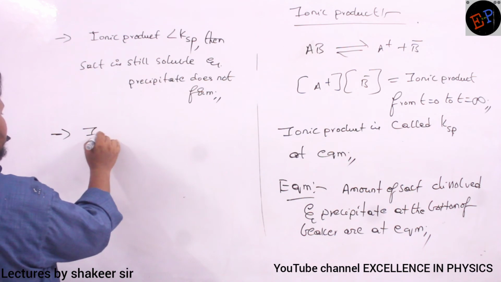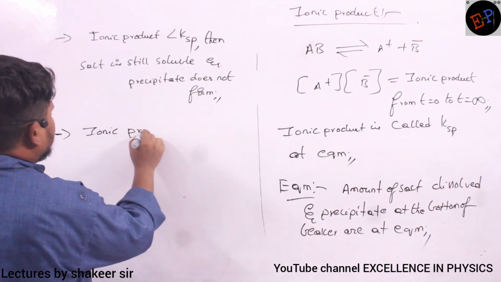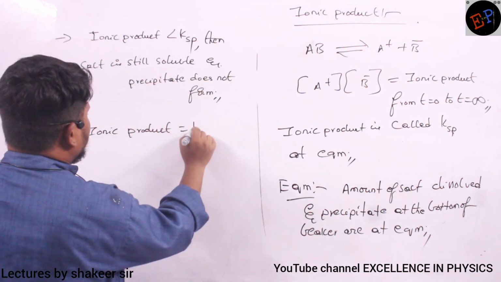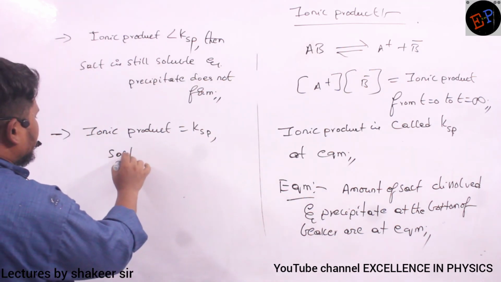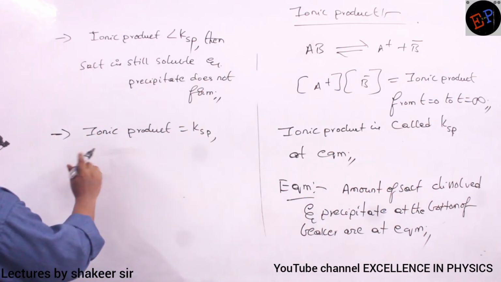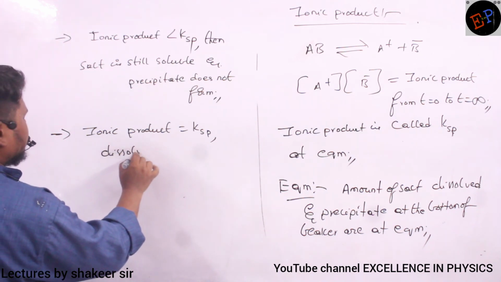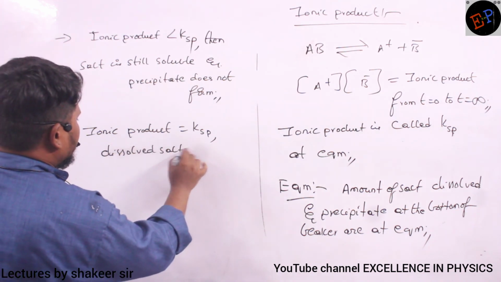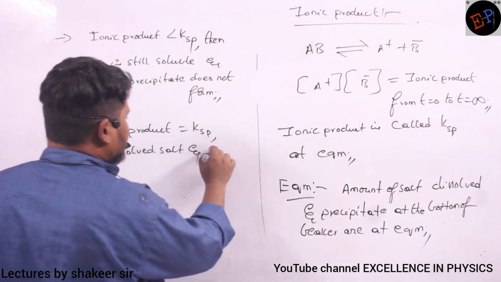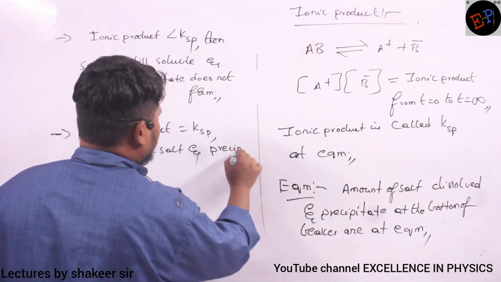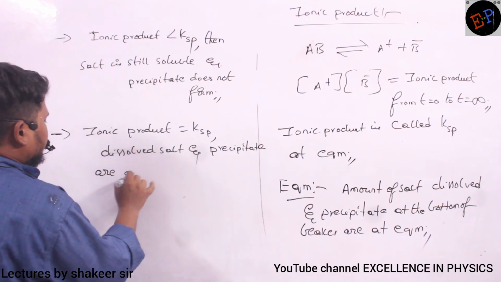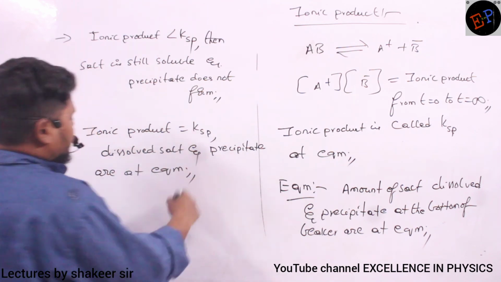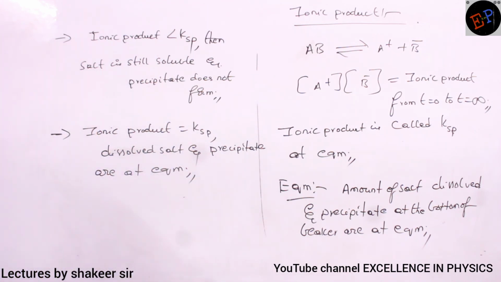Similarly, case number 2. What can be case number 2? Ionic product is equal to Ksp. Then what is the meaning of this one? Dissolved salt and precipitate are at equilibrium. Okay? It means their concentrations now do not change.